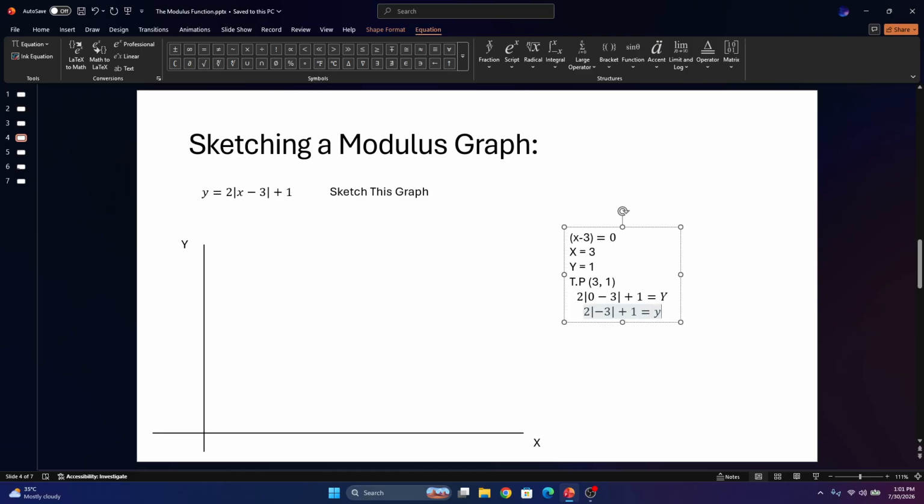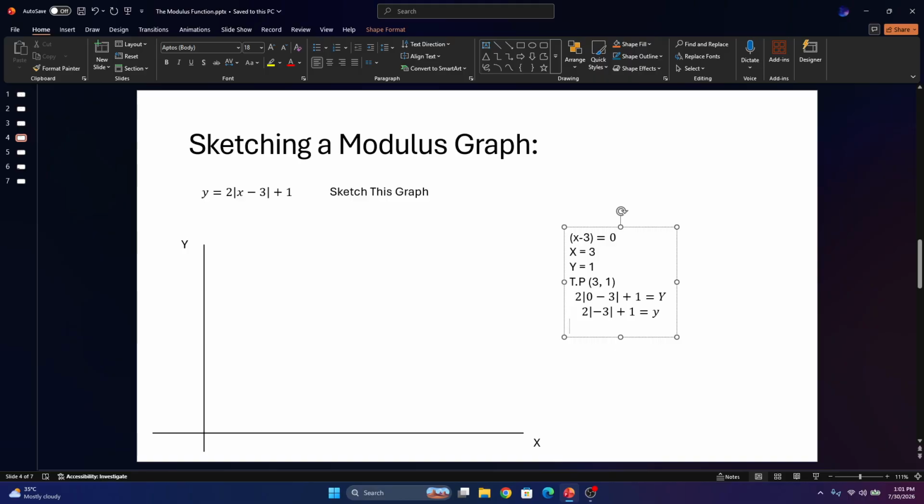Now, as we have learned before, the output of a modulus function is always going to be positive, so we're just going to multiply 2 by 3. As you can see, the modulus is getting multiplied by 2. So it's just going to be 2 times 3 plus 1, which is 7. And this is the coordinate of our y-intercept.